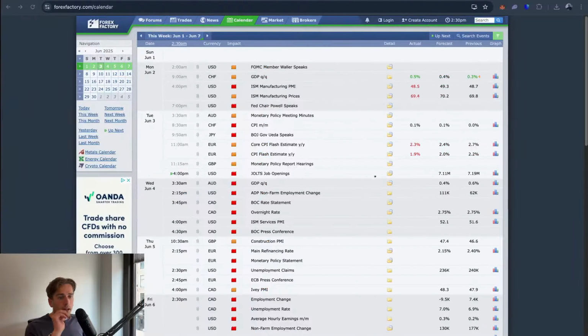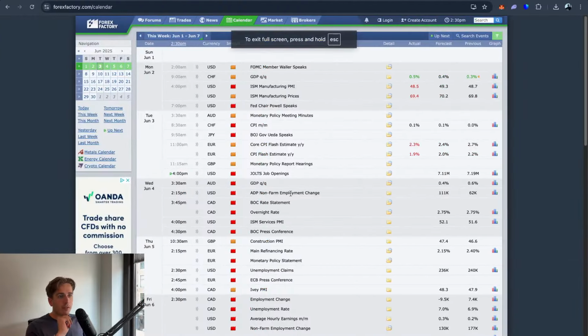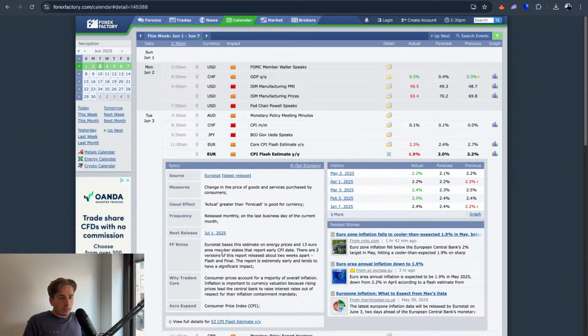Now, this morning, inflation numbers came out for the euro. As we can see here, core CPI and CPI both came in worse than expected. So these are consumer inflation numbers. As you can see, if I click on it, you're going to see here, this is the change in the price of goods and services purchased by consumers.